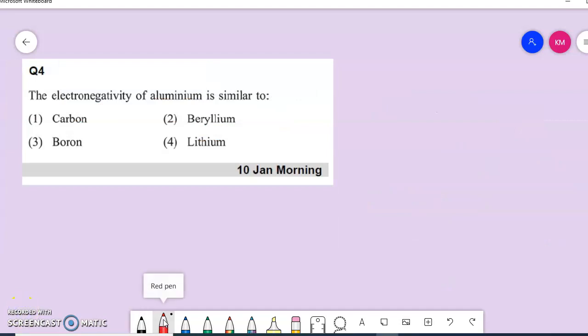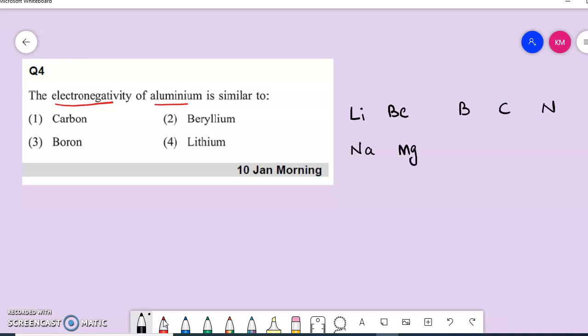Yeah, let's see the next question, children. The electronegativity of aluminium is similar to... They have given 4 elements: carbon, beryllium, boron and lithium. If you just take a look, here I am writing a few second period elements: lithium, beryllium, boron, carbon, nitrogen. Third period elements: sodium, magnesium, aluminium, silicon, phosphorus.